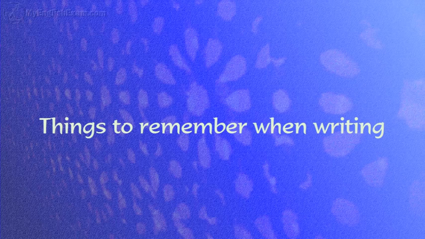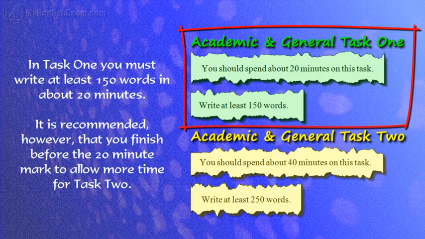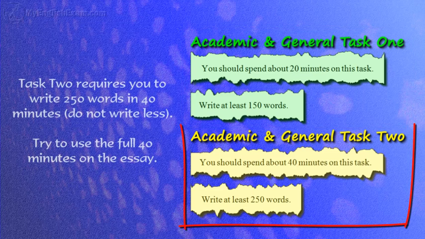Things to remember when writing. In Task 1, you must write at least 150 words in about 20 minutes. It is recommended, however, that you finish before the 20-minute mark to allow more time for Task 2. Task 2 requires you to write 250 words in 40 minutes. Do not write less. Try to use the full 40 minutes on the essay.